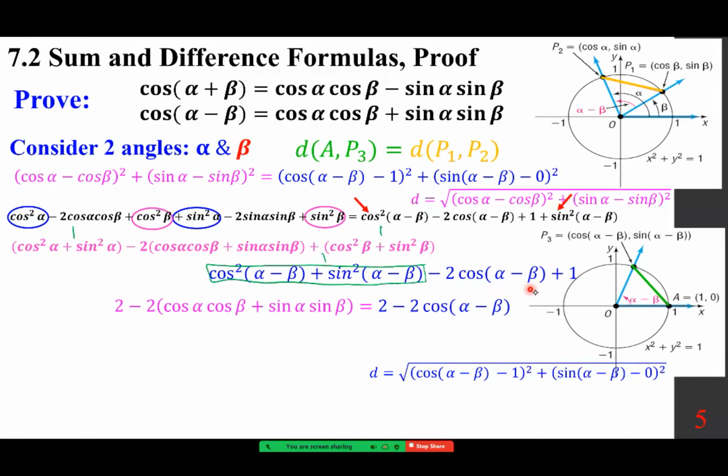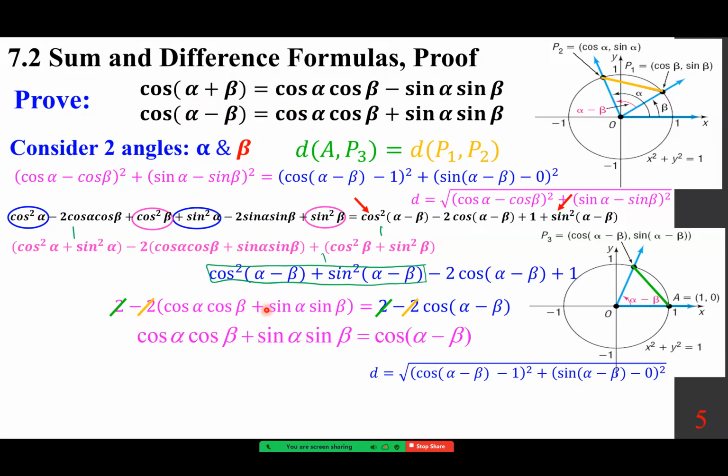And so clearly, numbers 2 and 2 cancel each other. We can divide both sides by -2. They cancel each other. And believe it or not, this is the left side, this is the right side, and that's the proof. Cosine of alpha minus beta is cosine alpha, cosine beta, plus sine alpha, sine beta. And that's the proof, everybody.